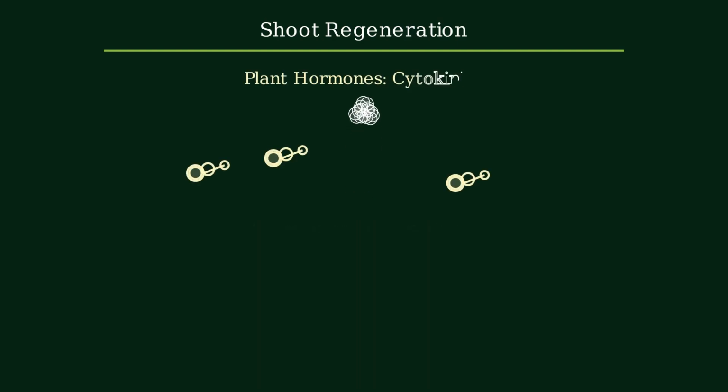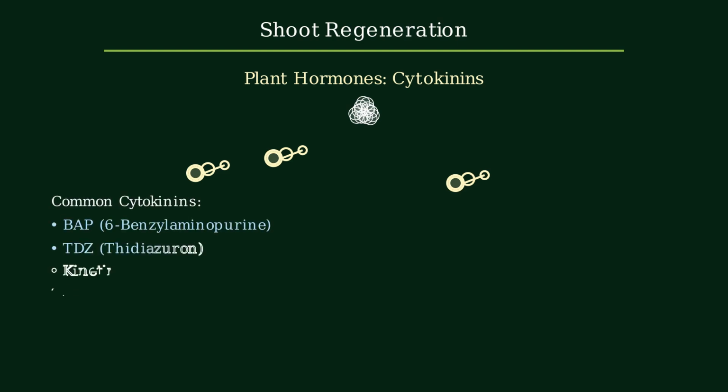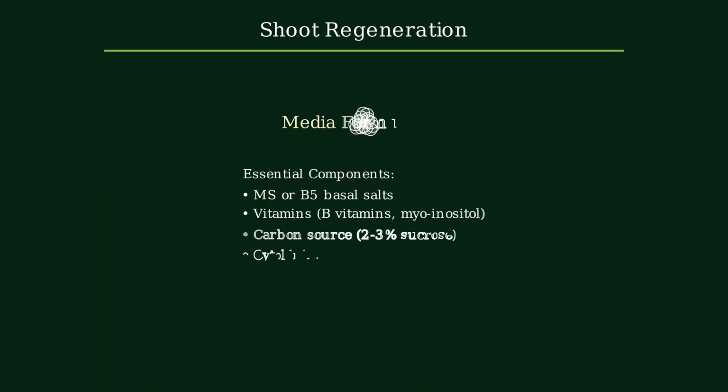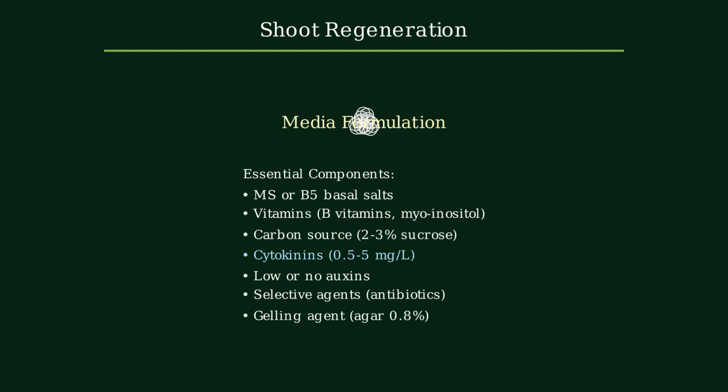After successful transformation and selection, the next critical step is shoot regeneration. This begins with transformed callus tissue, which consists of undifferentiated cells. Shoot regeneration relies heavily on plant hormones called cytokinins. These specialized hormones, including BAP, TDZ, kinetin, and zeatin, stimulate cell division and promote shoot formation from the callus. The media formulation is critical for successful shoot regeneration.